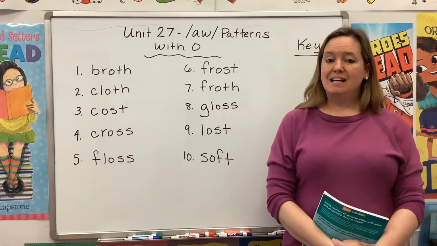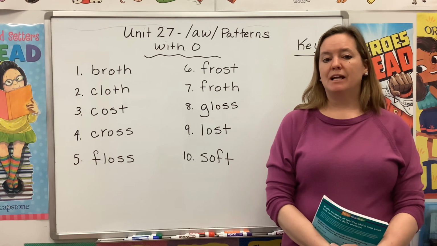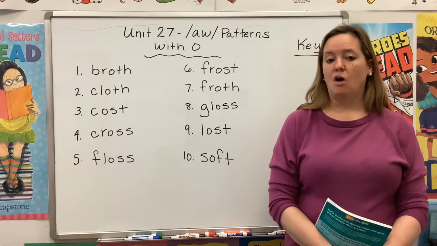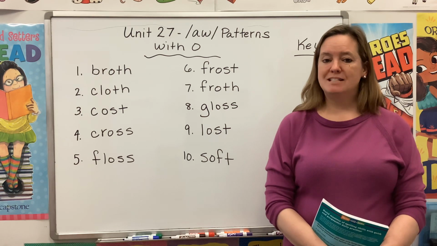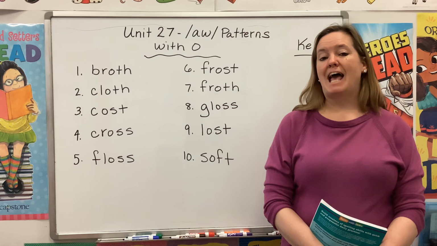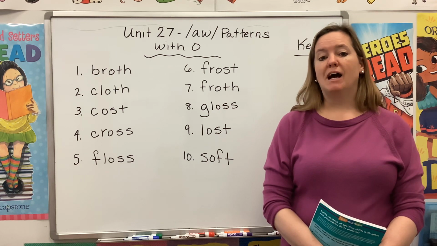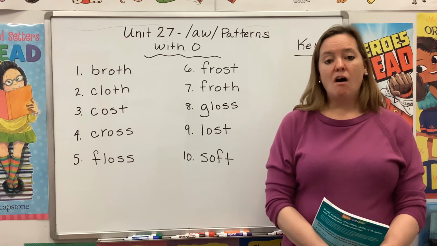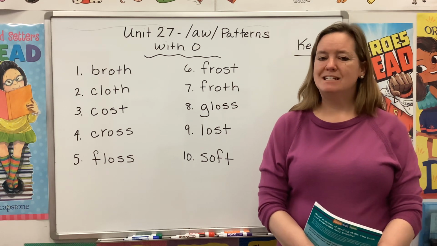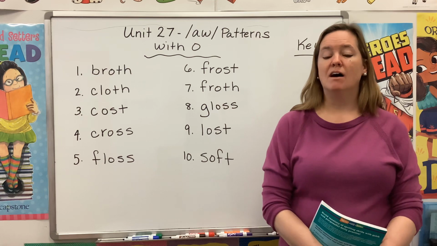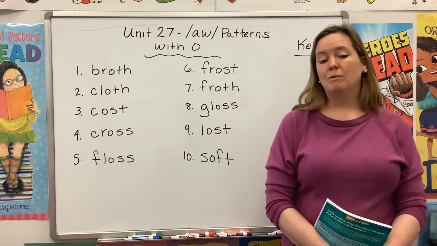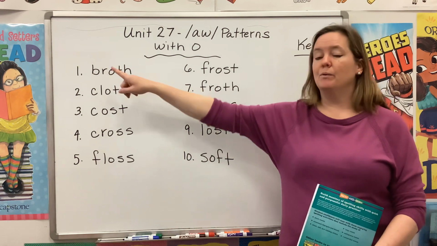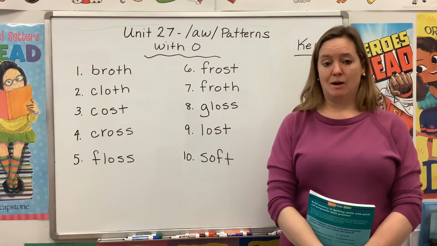All right, so for the last several weeks, we have been learning about some advanced vowel sounds, sounds that are not considered long or short. We talked about diphthongs like oi and ow. Well, this week we're moving on to another common sound, which is aw. Now, aw can be tricky because there are so many different ways to make that aw sound. This week, we are only focusing on words that use the letter O to make the aw sound.